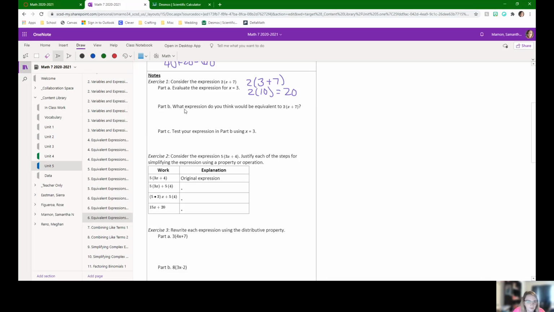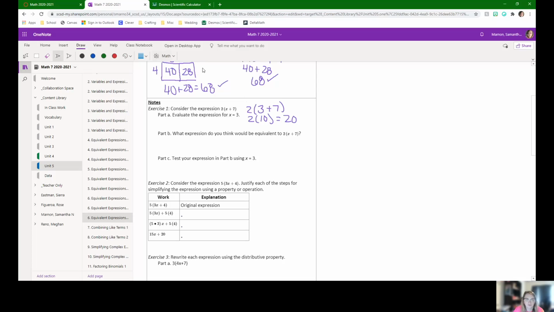So part B, what expression do you think would be equivalent to 2 times the quantity x plus 7? So you can pause the video and play around with this and see what you get. I think we're going to have to do something with distributive property. So pause the video, see what you get. Okay, so hopefully you tested this out a little bit.